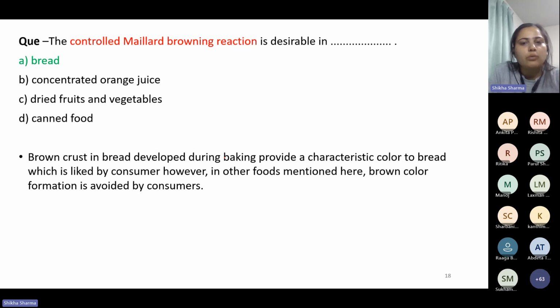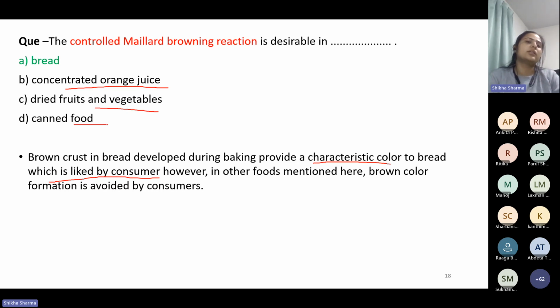There is development of the brown crust during the baking, which provides its characteristic color to the bread. A desirable change happens there. But when the brown color happens in orange juice, dried fruits and vegetables, and canned food, the reaction happens, but it's not desirable. It comes under the reduction in quality. So bread is the correct option here, because the browning is desirable.